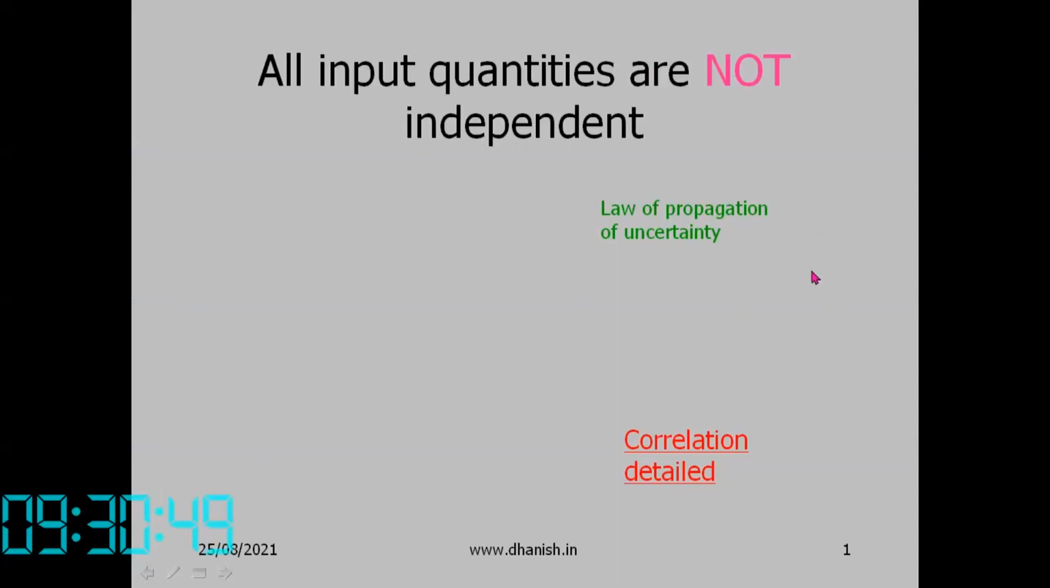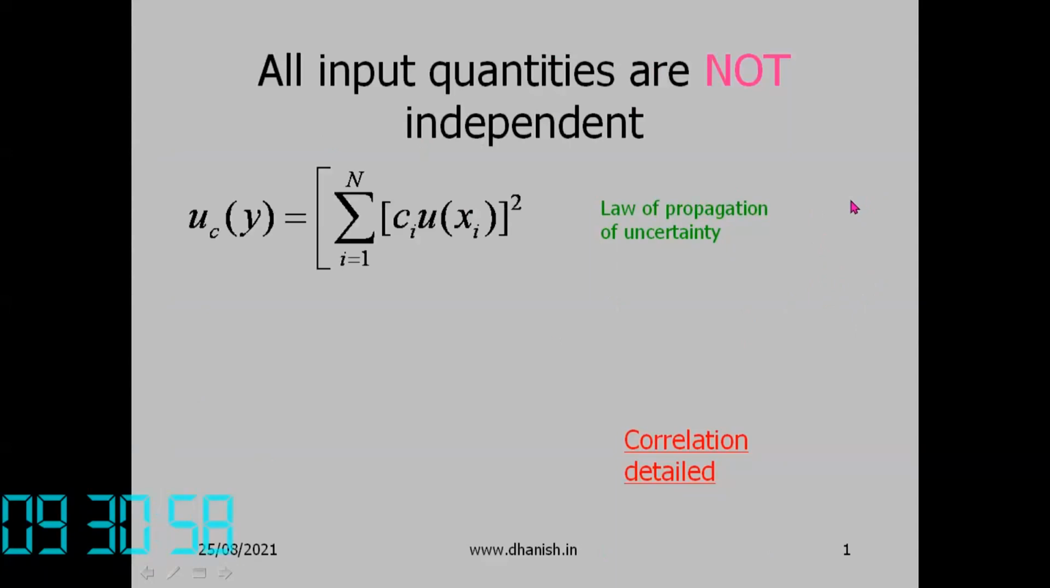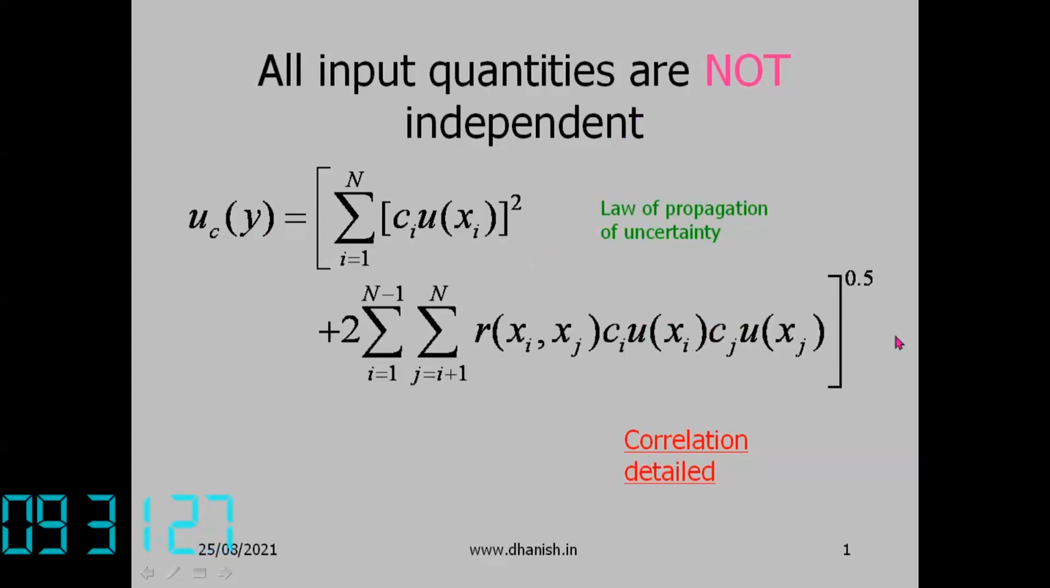So this is the most general formula, called the law of propagation of uncertainty. The combined standard uncertainty of y is equal to the sum from i equal to 1 to n of (Ci times the standard uncertainty of xi) whole square. This is the formula for combined standard uncertainty that we have seen earlier. Now, when they are not independent, we get an additional term. It looks very big, but actually it is very simple.